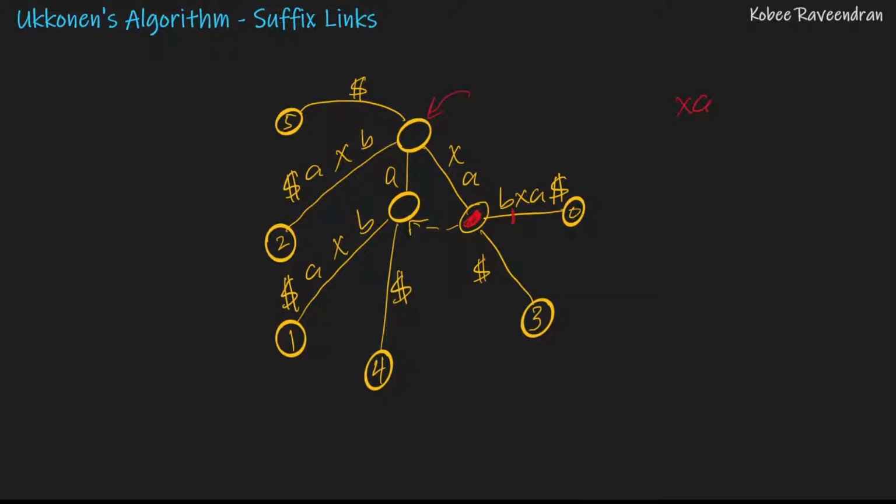Suffix links, as I hinted at before, just link those nodes together. So the next time you encounter this case where you need to fix a suffix, instead of scanning from the root, you can just ride the suffix link after you fix that suffix here, and keep riding them until you run out of suffix links to take.